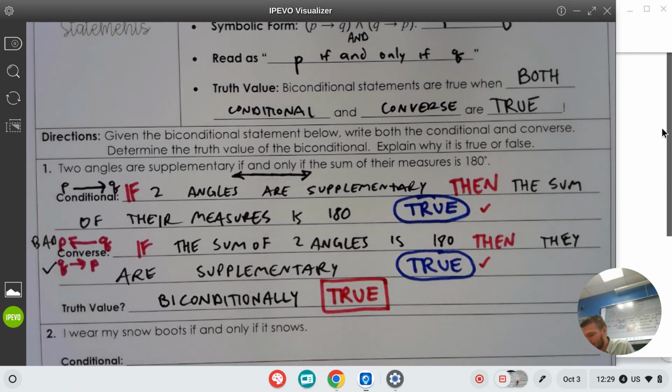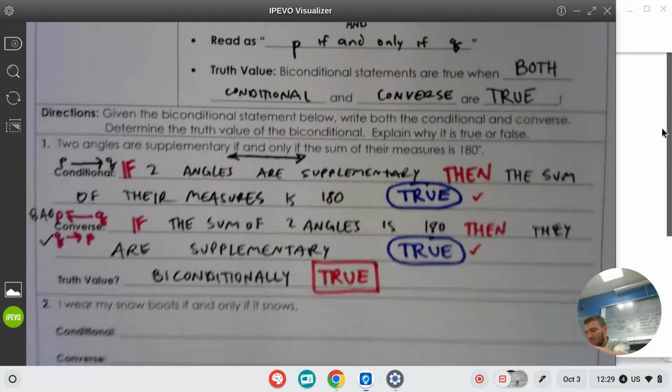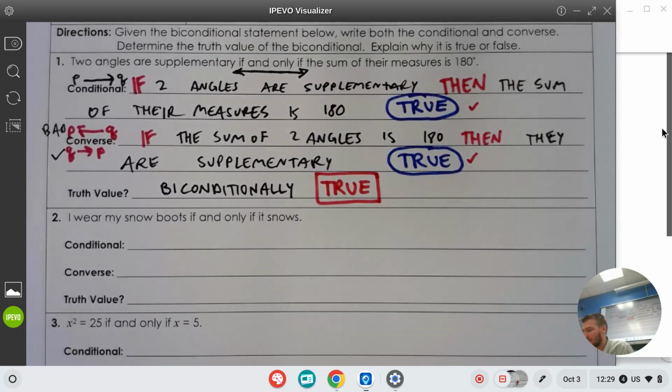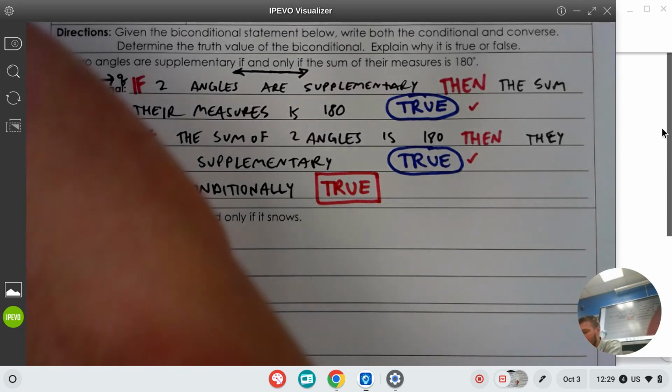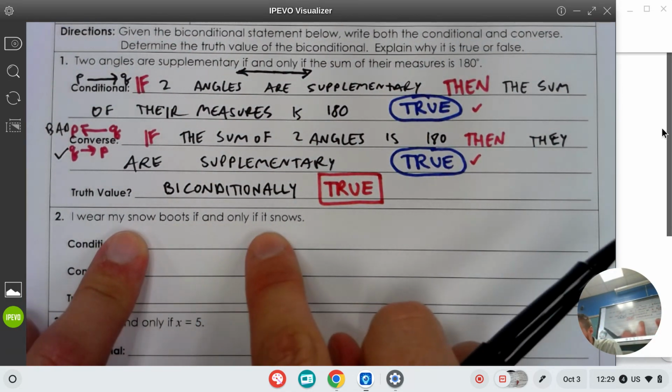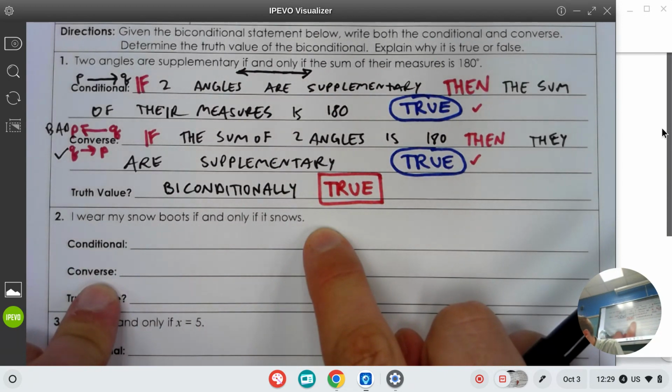All right, we got 3 more examples. They have less to write. Hopefully we're going to get our groove here. We're going to see, okay, this really isn't all that bad. So we just need to make sure going forward, it makes sense. Going backwards, it makes sense. Then we're good. So it says, I wear my snow boots if and only if it snows.